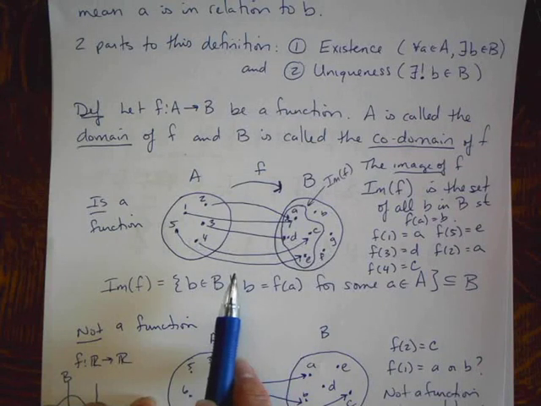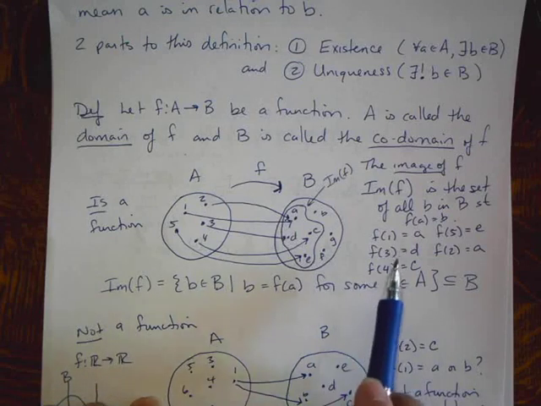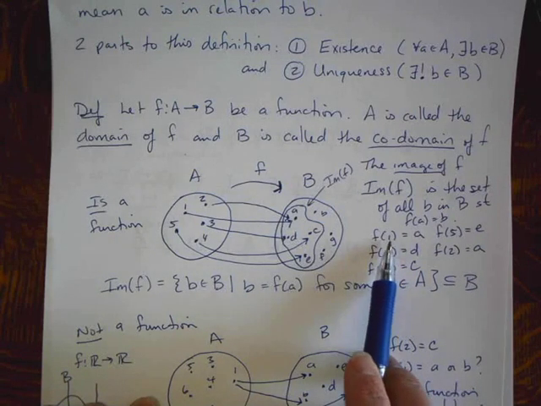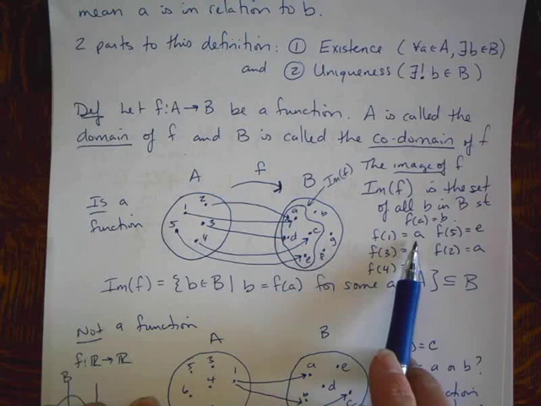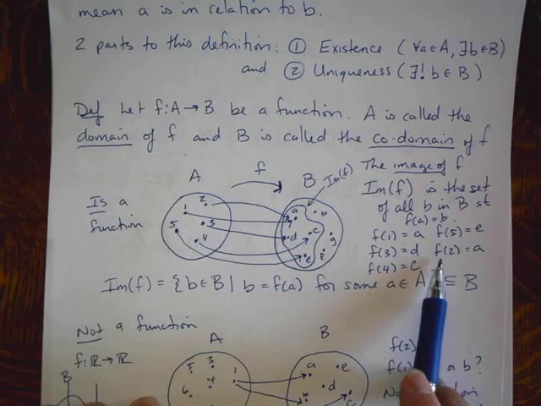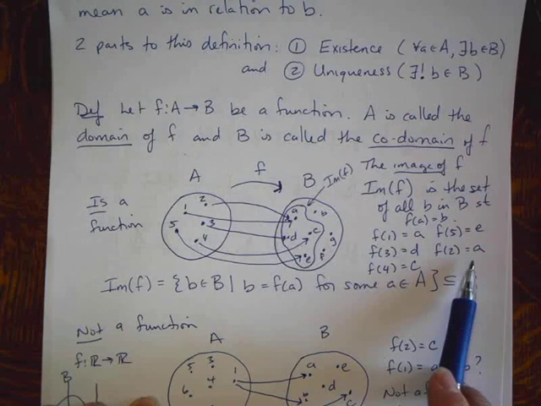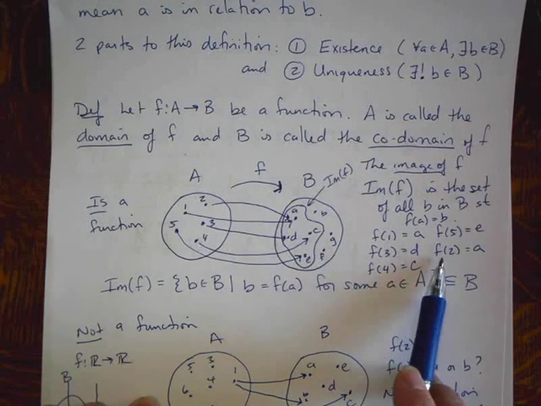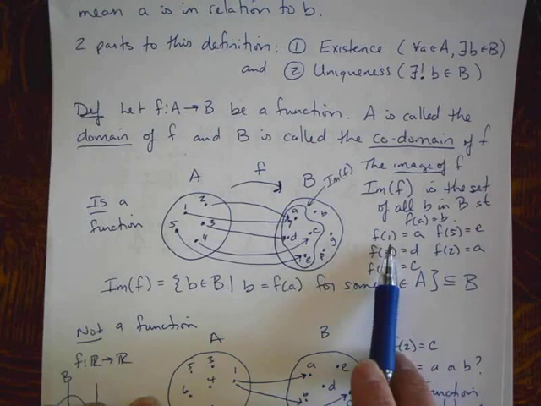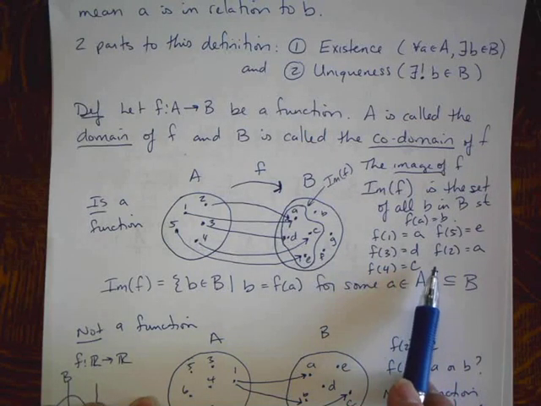The definition says if f of x is equal to f of y, then x equals y. So here's an example where I have an f of x, where x is 1, equal to a, and I have an f of y, where y is 2, also equal to a. So I've got an f of x equal to an f of y, but yet x is not equal to y. So this function is not one-to-one, because I've got an f of x equal to an f of y, but x is not equal to y.